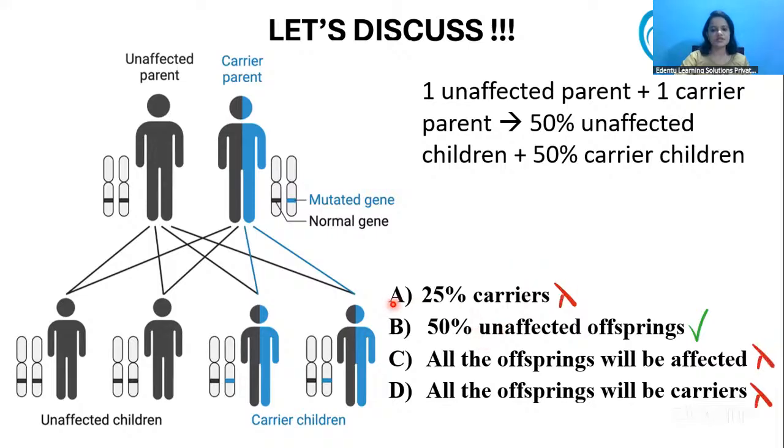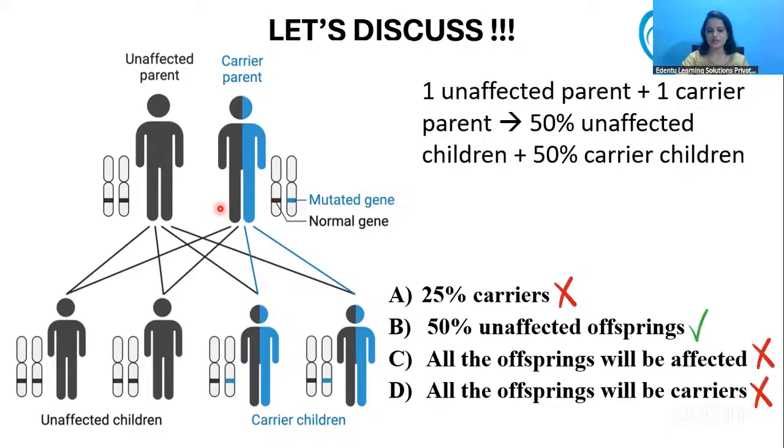Okay, so in the options, 25% carriers, no, it is 50% carriers that will be seen. 50% unaffected offspring will be seen. Yes, that's right. All the offspring will be affected? No. All the offspring will be carriers? No, that also, no. Okay, so only 50% unaffected children are usually seen for the autosomal recessive inheritance pattern with one unaffected parent and one carrier parent. Okay, so I hope you got the answer.